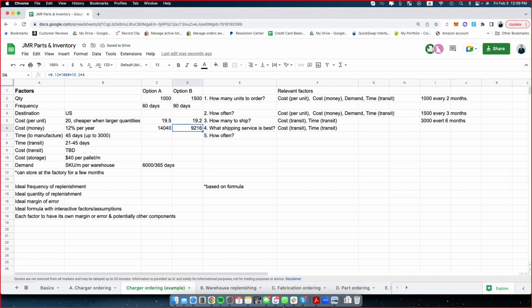So you can see that the cost of money, should it be 1.12? No, oh, it's just the interest? Yeah. Oh, got it.